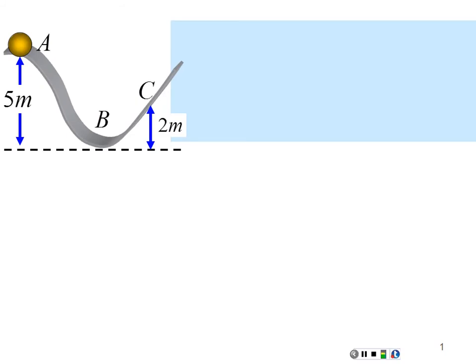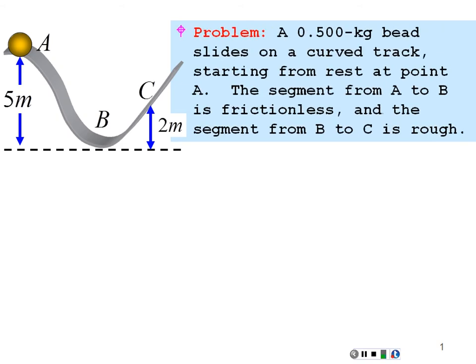Okay, now since we've introduced energy considerations, let's put them to use in a few problems. Take a look at this. A 0.5 kilogram bead slides on a curved track starting from rest at point A. The segment from A to B is frictionless, and the segment from B to C is rough.